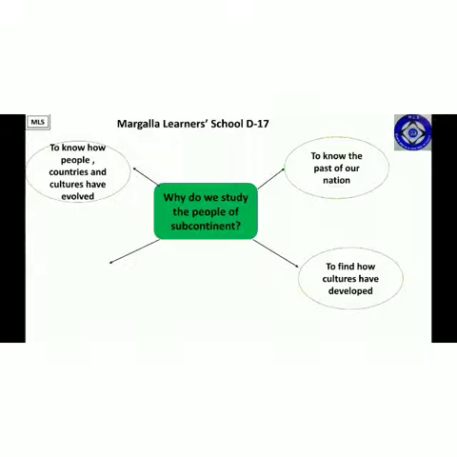In the same manner, by studying the previous culture, we would come to know our present culture, why our rules and values are being developed in this manner, because they have certain roots in the previous culture of our ancestors. So that is to find out how cultures have developed. And the last reason is to plan our future by learning from history. My dear students, in history there are certain things which are kind of lessons for us.